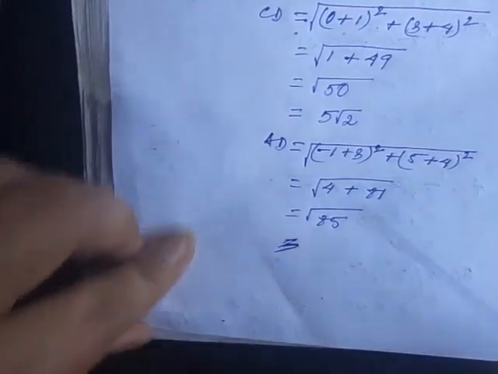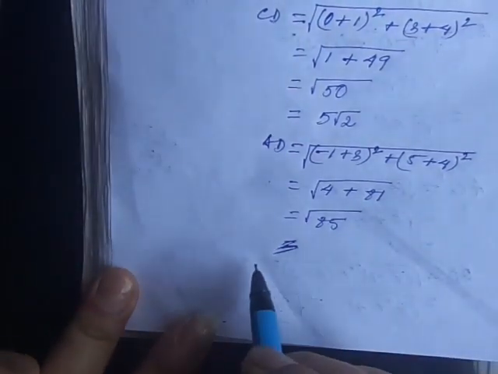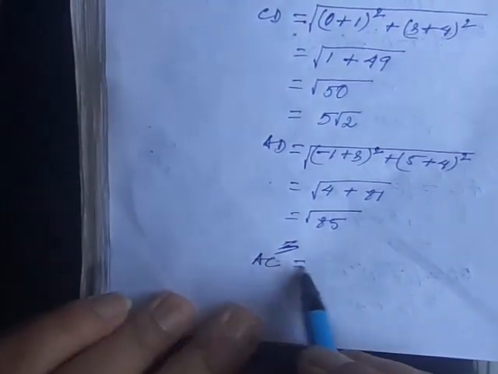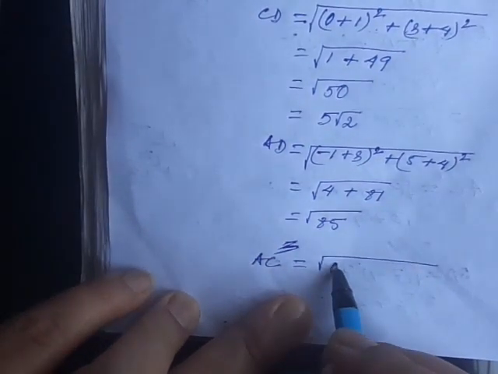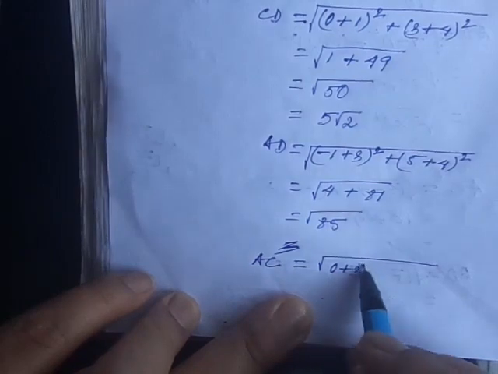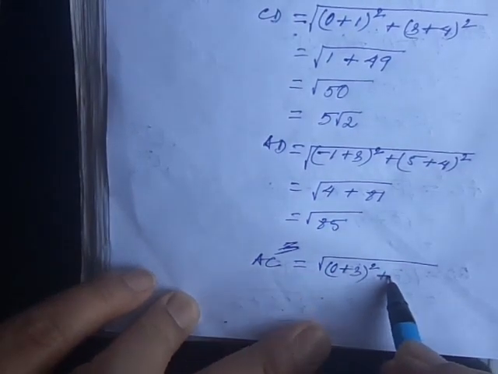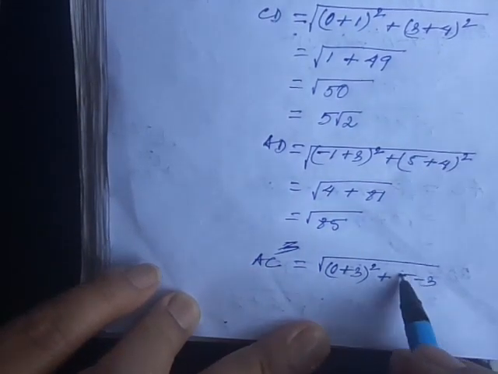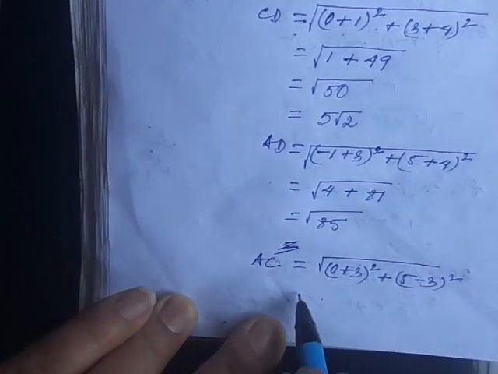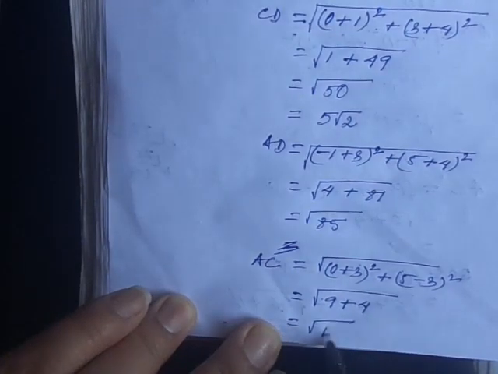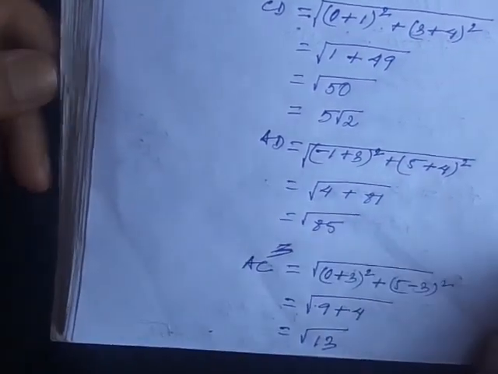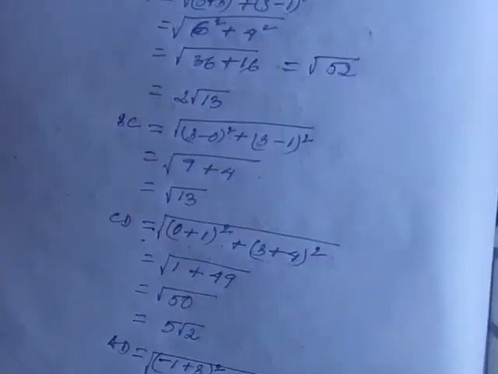So the two diagonals are EC equal to square root of, so 0 is bigger, so 0 plus here 3 whole square, then plus here 5 minus 3 whole square, so equal to square root of here 9 plus here 4, so we get root 13. Then again we have to find the other diagonal BD.